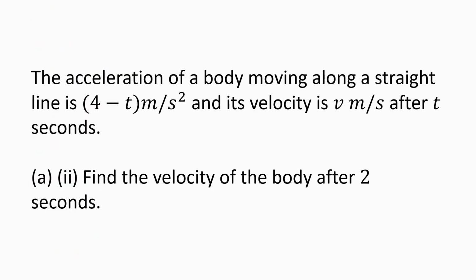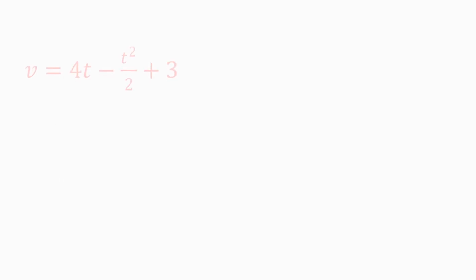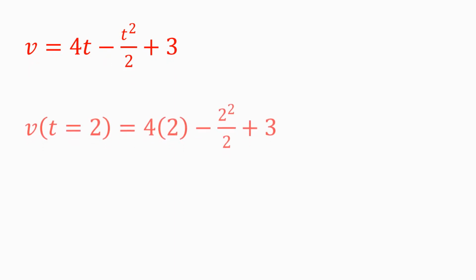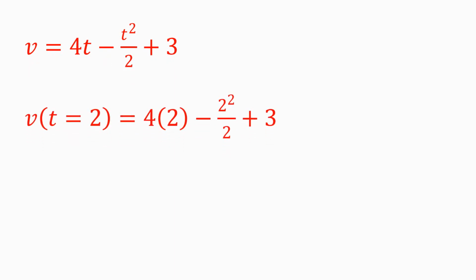Part A2, find the velocity of the body after 2 seconds. In part A1, we obtained the velocity equation as v equals 4t minus t squared over 2 plus 3. So the velocity after 2 seconds is the velocity at t equals 2, which is 4 into 2 minus 2 squared over 2 plus 3, which is 8 minus 2 plus 3, and it's equal to 9 meters per second.